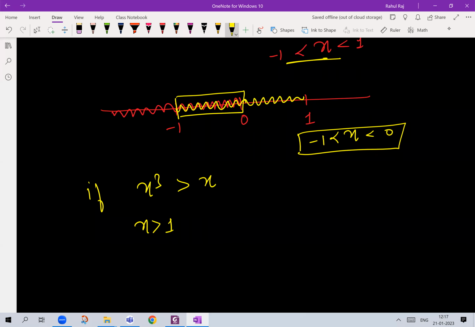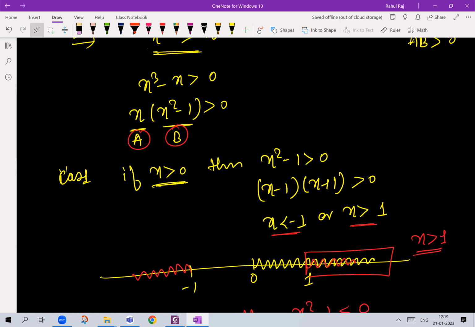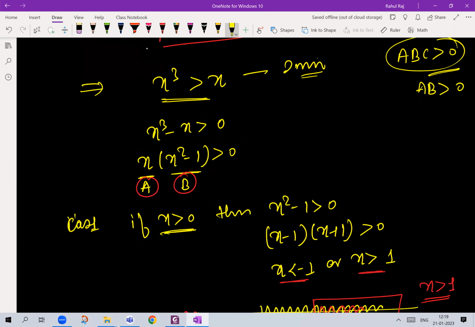Perfect. Now let's come down to one different point. I have a doubt, sir, in this question. Please tell me. Like the simplification for this x cube minus x would be x minus 1 and x plus 1. We can plot them in one go and can find the answer.